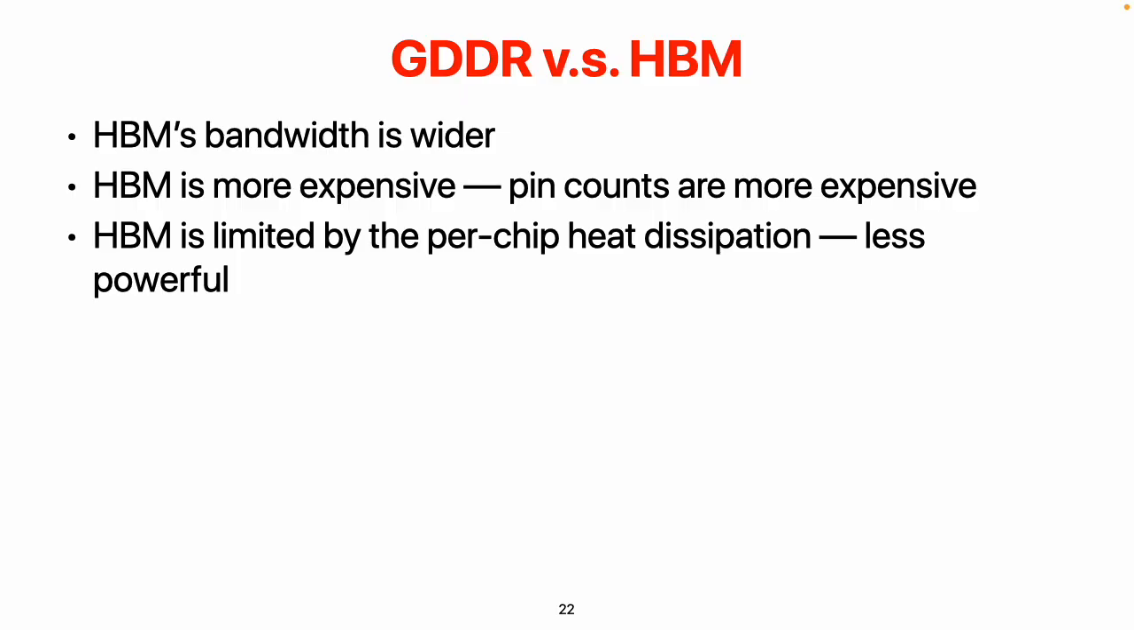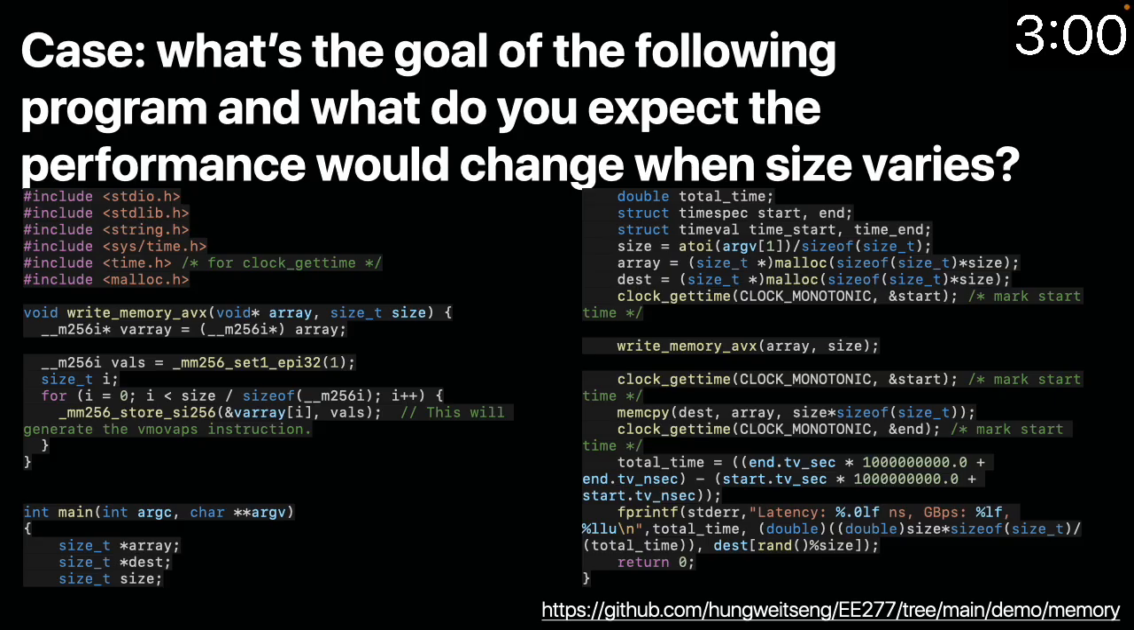That's why we see more consumer cards like this. Whenever you see a third-party vendor publish a card, that's typically a non-HBM version of the NVIDIA chip, because they want that flexibility. But the HBM ones are pretty much limited to data center segments, because those are only possible by NVIDIA themselves. Okay, so let's take a quick look at this piece of code and tell me the intention of this code, and what you think the performance could change when the size varies.